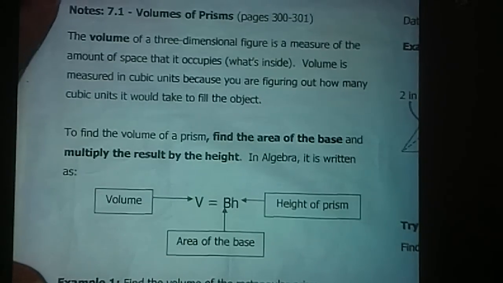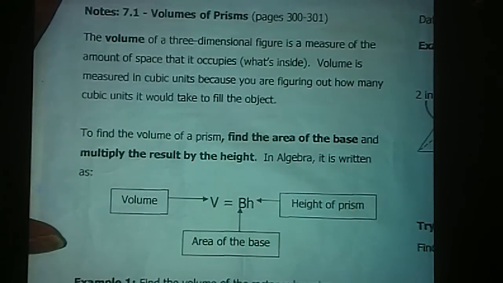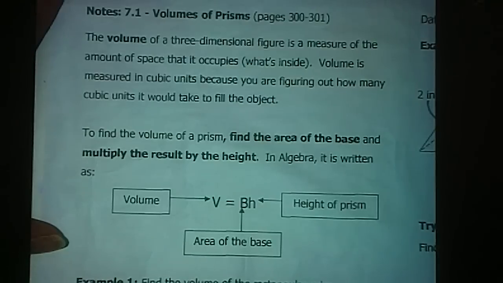All right, so we're doing our 7.1 notes on volume of prisms. If you're using your book, pages 300 to 301, you need a calculator. Get it now. Welcome back.